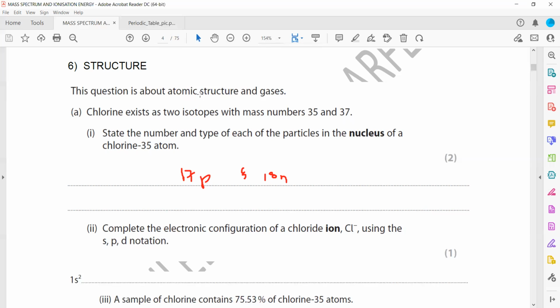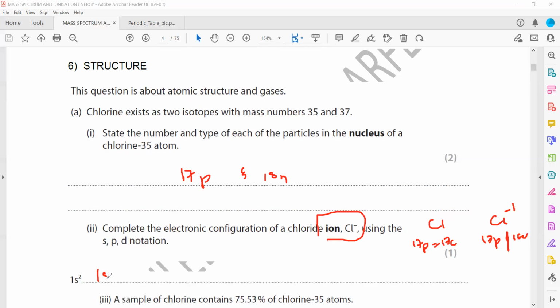Then complete the electronic configuration for a chloride ion. So a chlorine atom has 17 electrons because a chlorine atom is neutral. So 17 protons and 17 electrons. But for the chloride ion, it will have 17 protons but 18 electrons because it gained an electron. So we have to write the electronic configuration for 18 electrons.